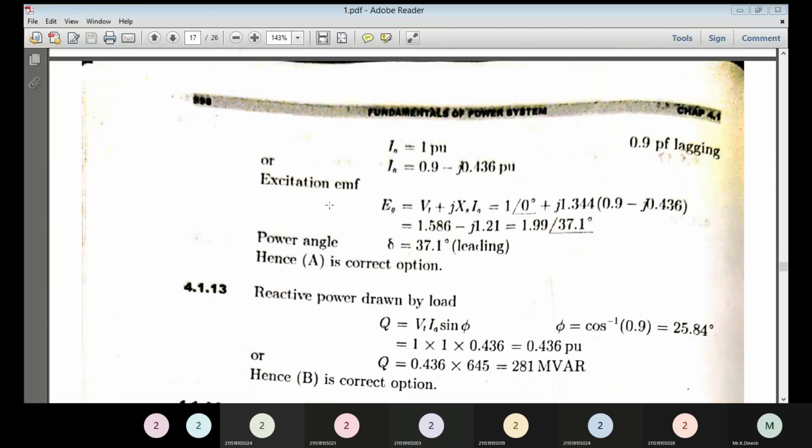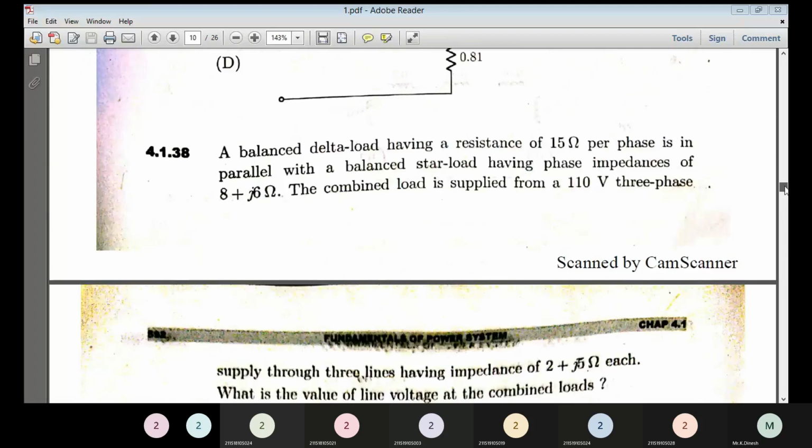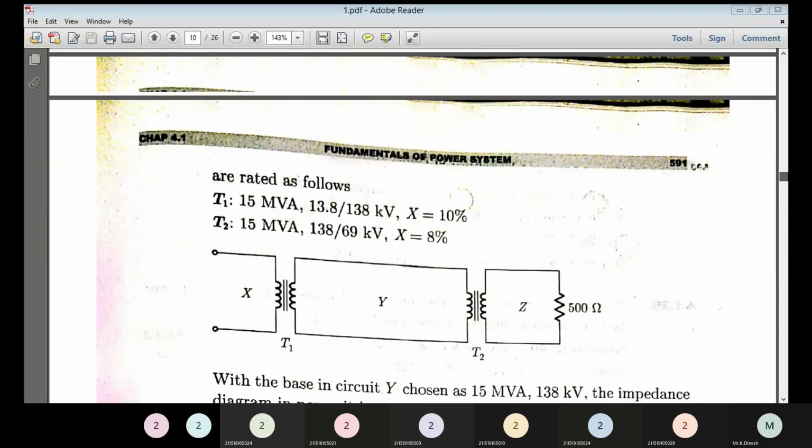For the twelfth question, it is the same pattern, asking for the angle. You can solve the 12th question. The 12th and 13th are statement questions. I'll show the question. It is also a statement. So in the statement, if one goes wrong, the second will also go wrong.